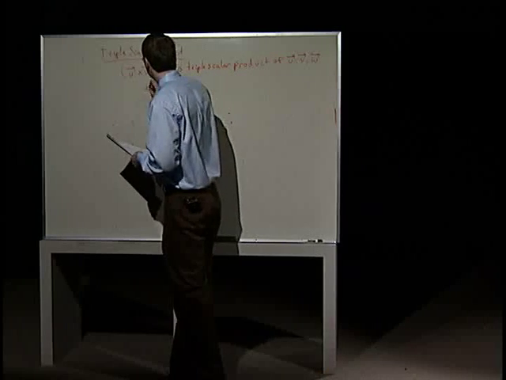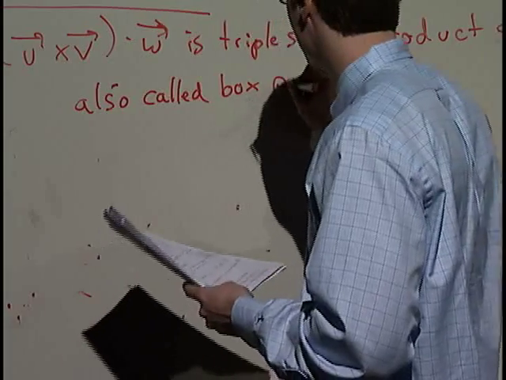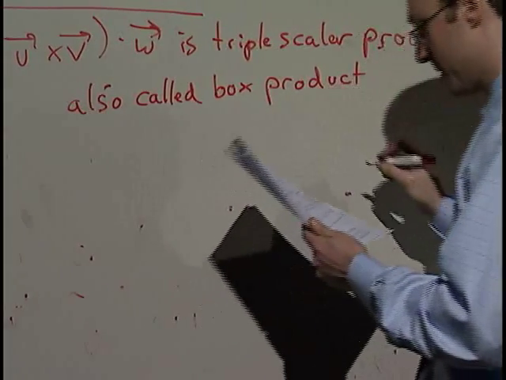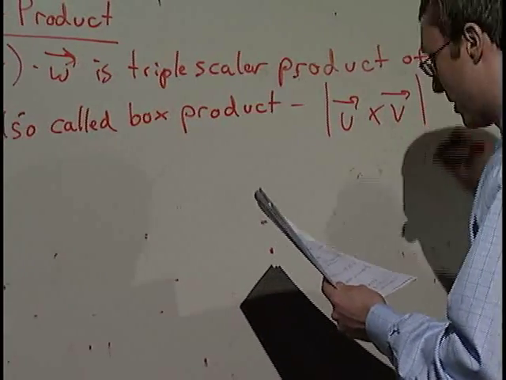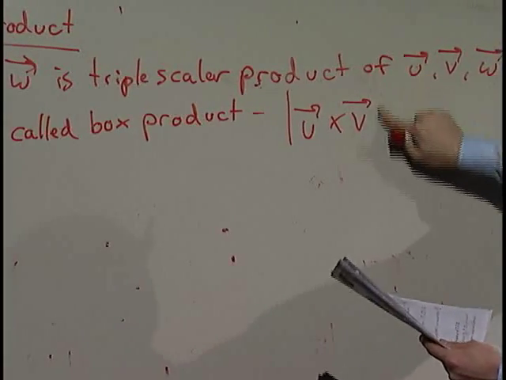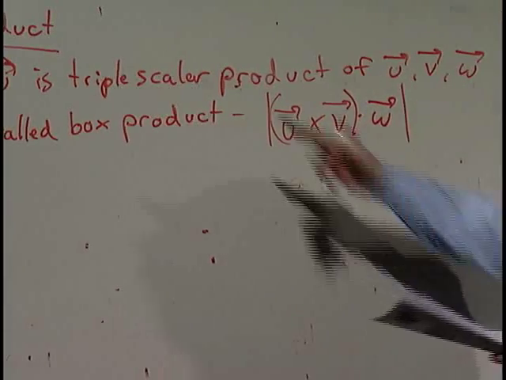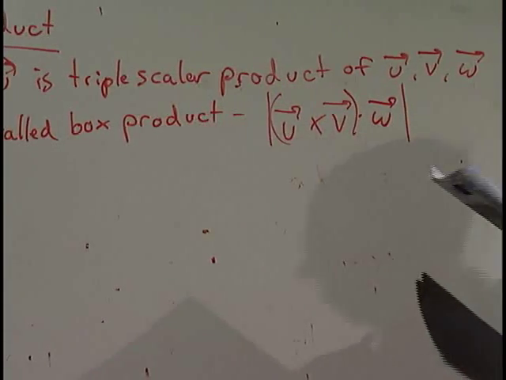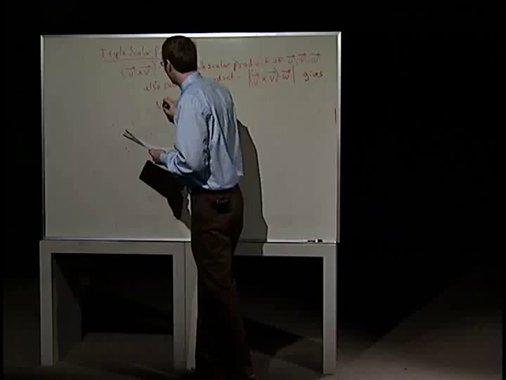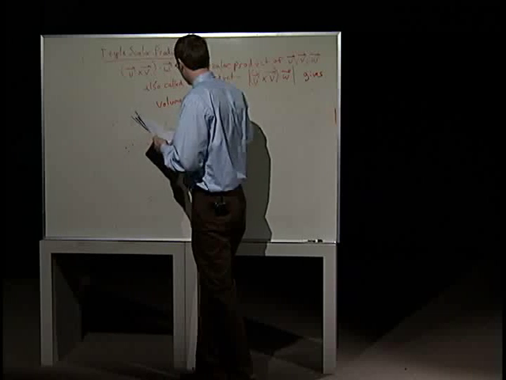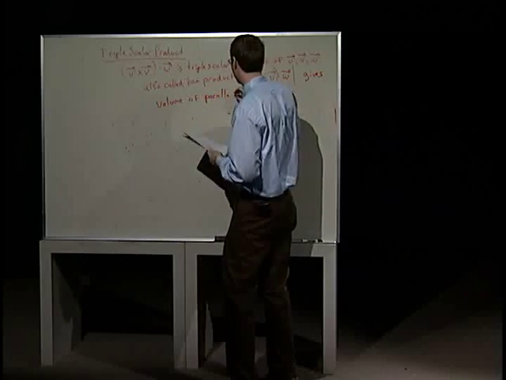Okay? It's also called the box product. The reason being because its volume, or its length, I'm sorry, also gives you something very useful. So if you look at the length of this vector here, right, it gives the volume of a parallelepiped. Let's see, parallelepiped.